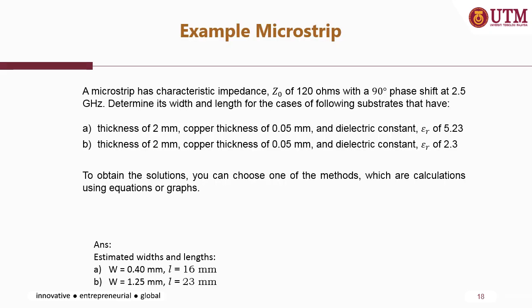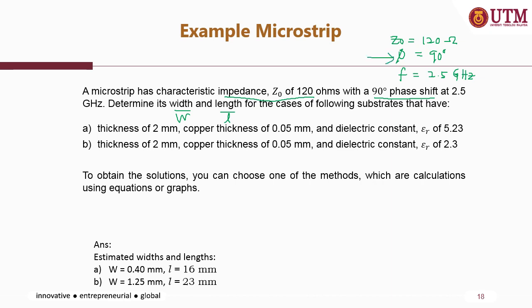Okay, let's look at an example on microstrip transmission line. Given the microstrip that has characteristic impedance Z0 equal to 120 ohm, with a 90-degree phase shift, so phi equal to 90 degree at F equal to 2.5 gigahertz. Determine its width and length, W and L, for the following cases. Again you have two different substrate materials. The steps are more or less the same as the strip line.